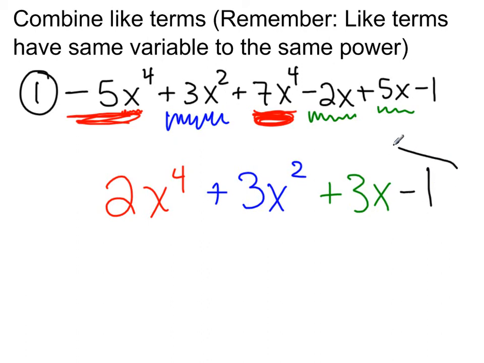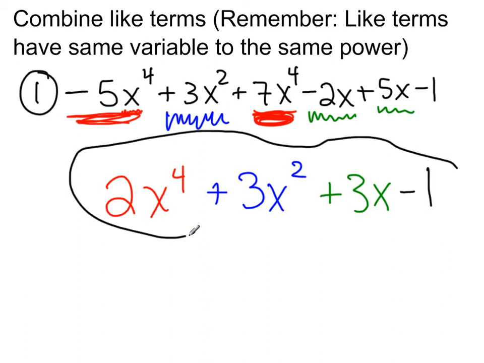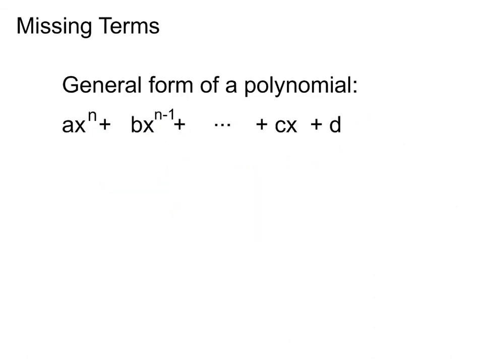This is in what we call descending order. I kind of just got lucky it fell into place, in which the highest degree is first, and then it continues down in that fashion. So it went 4, 2, 1, and then 0 for degrees, okay? And that's our answer. Let's see something about missing terms.